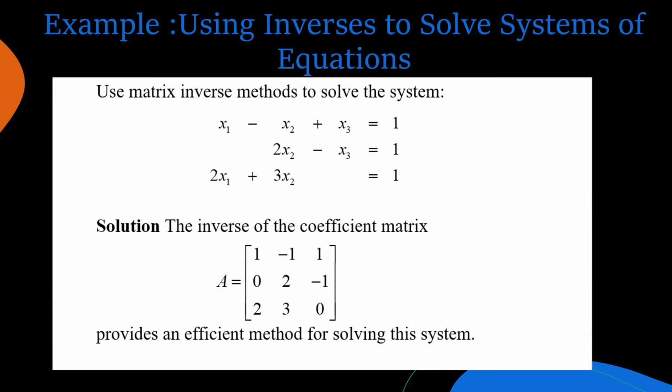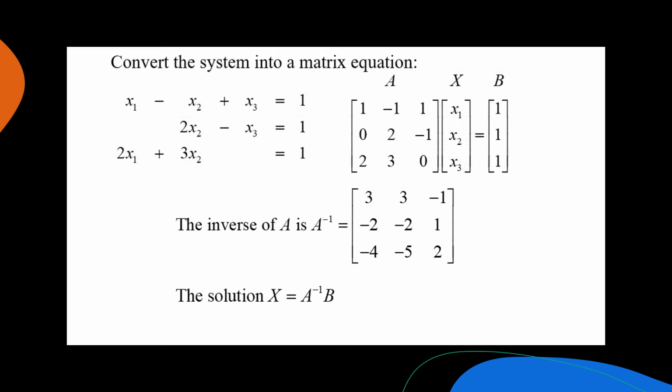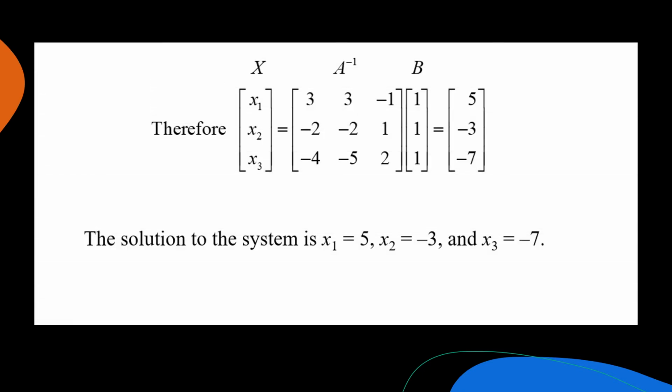Now let us try to solve this system of equations in three variables. We need the inverse of the coefficient matrix. We are not taking the augmented matrix because we are not trying to reduce to echelon form. Let's take the coefficient matrix and find its inverse. Using our graphing calculator, we can easily get the inverse to be 3, 3, negative 1, negative 2, negative 2, 1, negative 4, negative 5, 2. The solution is going to be this A inverse multiplied by B, where B is the constant matrix 1, 1, 1. When I multiply them, I get 5, negative 3, negative 7. So x1 is 5, x2 is negative 3, and x3 is negative 7.